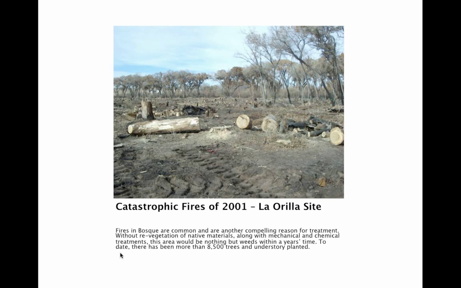If we did not re-veg this site with natural native material, along with mechanical and chemical treatments, this area would be nothing but weeds. It would be solid weeds within a year's time. And to date, at this site alone, we have planted more than 8,500 trees in understory. This past spring, we put in another 2,000 peach leaf willow at this site, with the help of Army Corps, as well as a number of volunteers who came for that one as well.